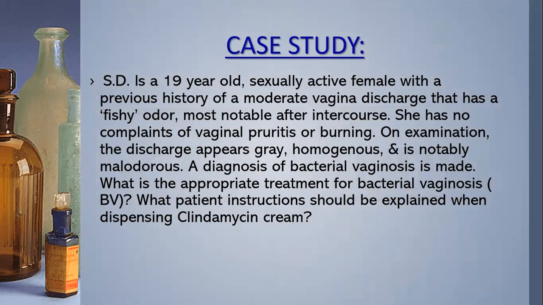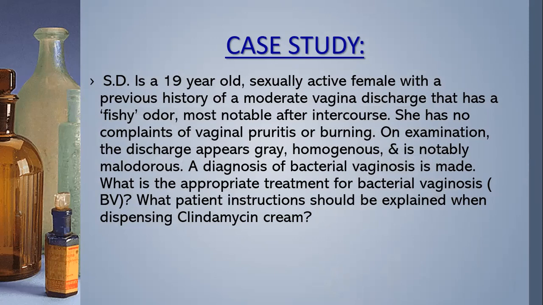ST is a 19-year-old sexually active female with a previous history of a moderate vaginal discharge that has a fishy odor, most notable after intercourse. She has no complaints of vaginal pruritus or burning. On examination, the discharge appears gray, homogeneous, and notably malodorous. A diagnosis of bacterial vaginosis is made. What is the appropriate treatment for bacterial vaginosis? We will discuss it, and what patient instructions to explain when dispensing clindamycin cream.